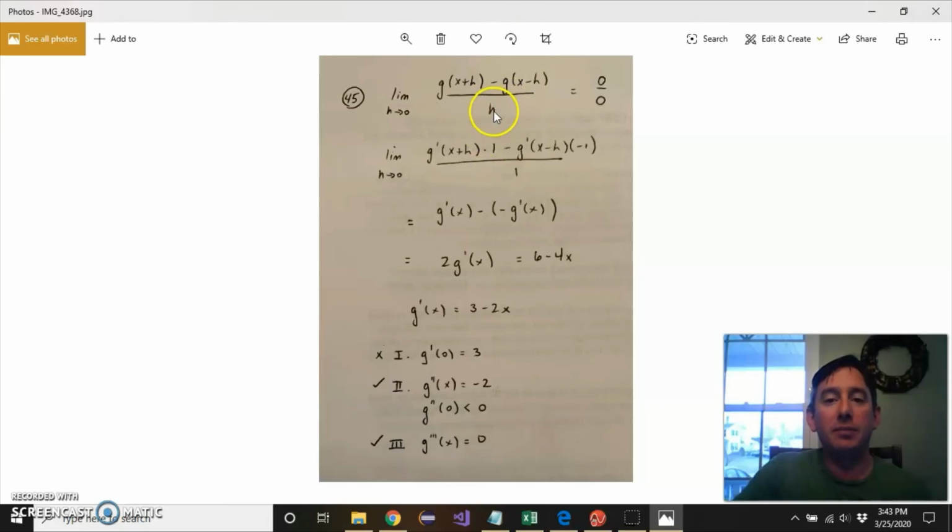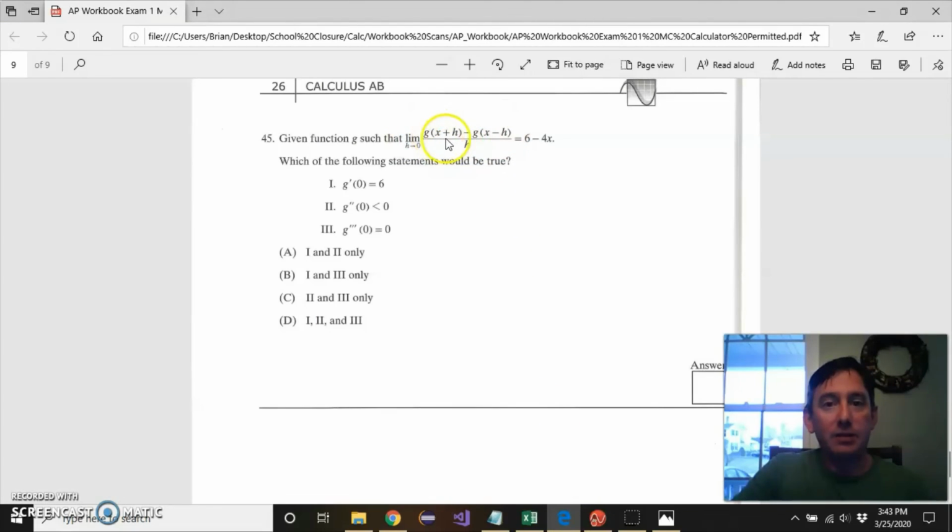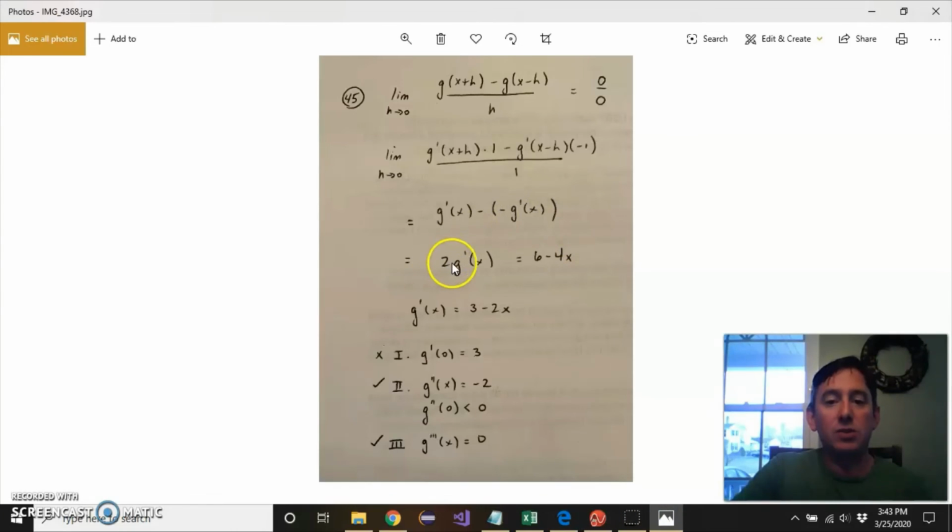Now the derivative of the bottom is 1. H just goes to 1. And now we're going to try to evaluate again. Plug 0 in for h, and you see we just get g prime of x minus negative g prime of x, or g prime plus g prime, so 2g prime. Now remember, originally they said that limit should equal 6 minus 4x. So that means 2g prime should equal 6 minus 4x. Therefore, g prime equals 3 minus 2x.